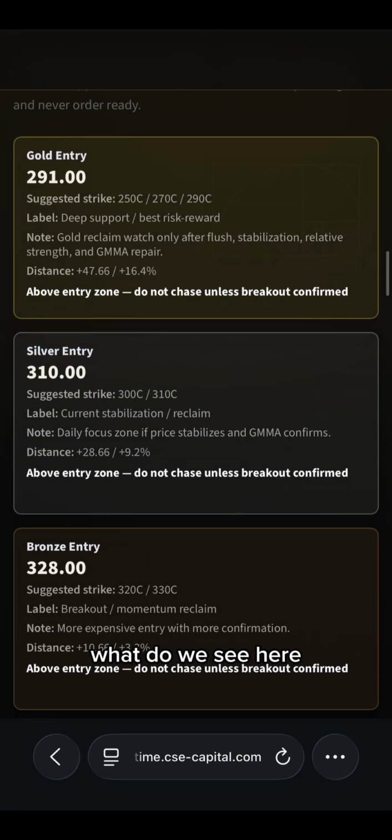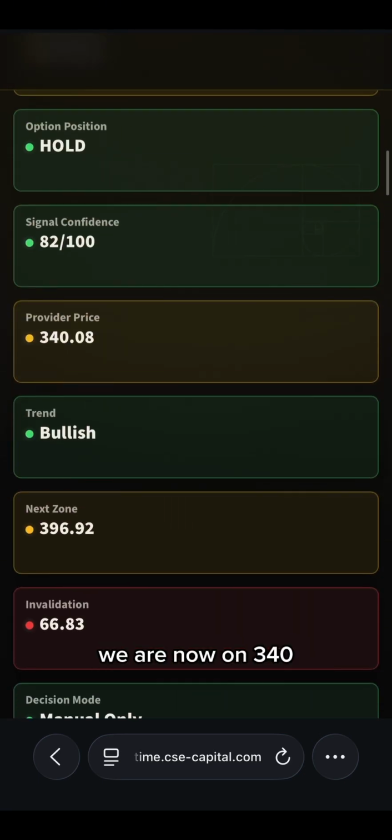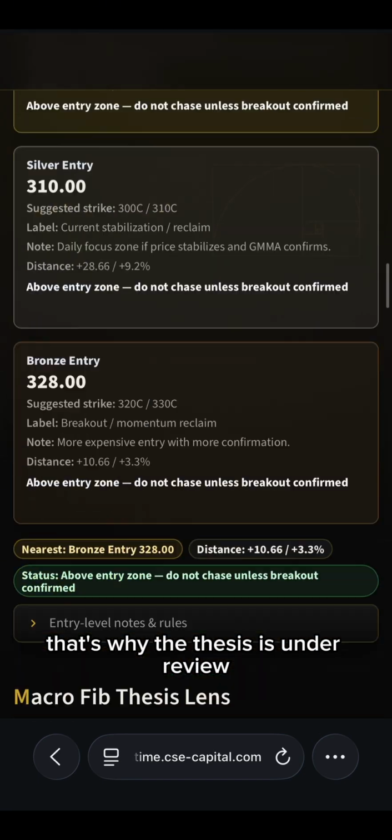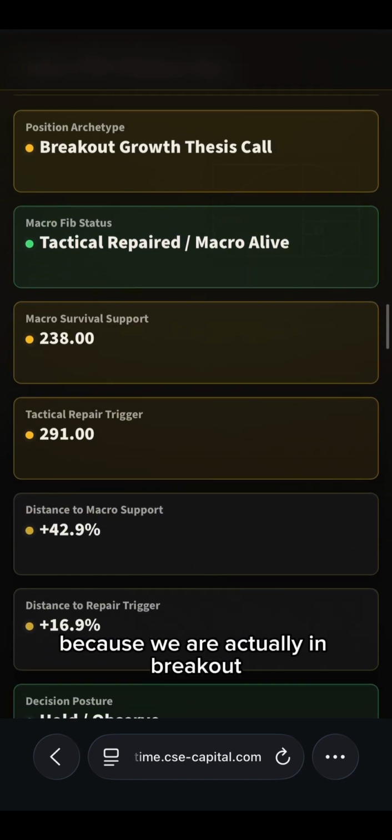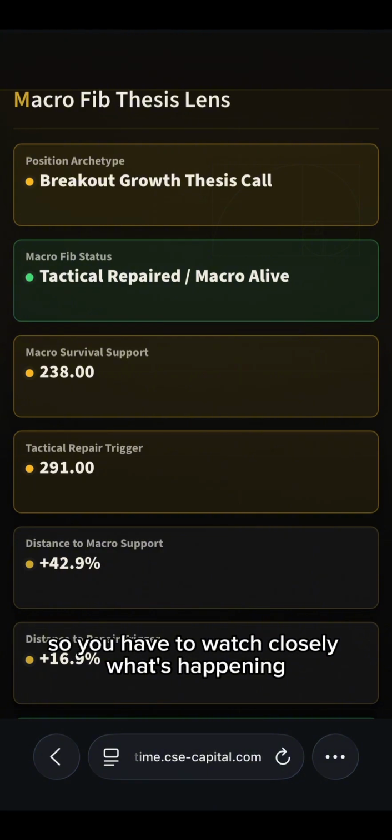What do we see here? We have passed the bronze entry level. As you can see, 328 was the bronze. We are now at 340. That's why the thesis is under review, because we are actually in a breakout growth thesis. So you have to watch closely what's happening because we are in a breakout zone.